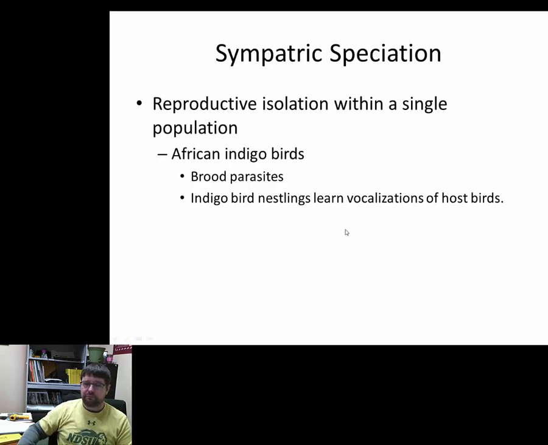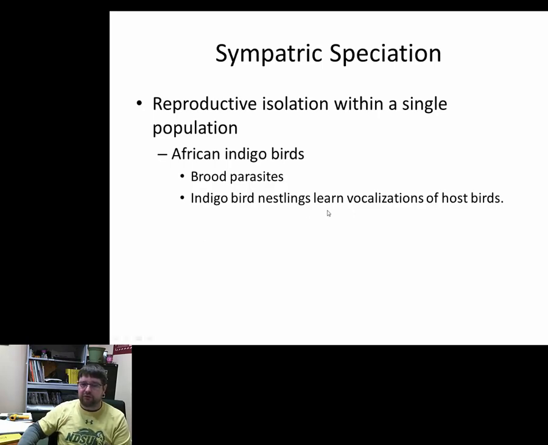Okay, indigo birds, brood parasites. There are quite a few brood parasites out there. The cuckoo bird, the brown-headed cowbird. These birds lay their eggs in other birds' nests. But in order for it to be advantageous, it needs to be laid in that other bird's nest, and the offspring need to vocalize like the hatchlings of whatever the host bird is.